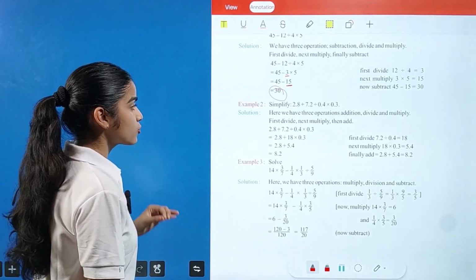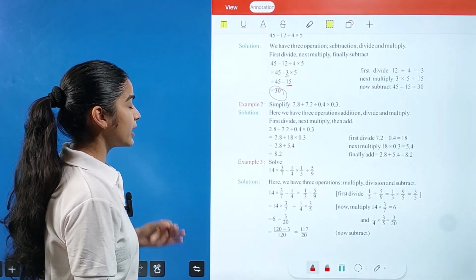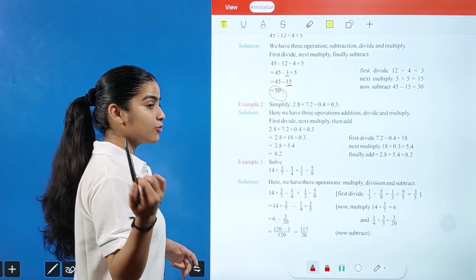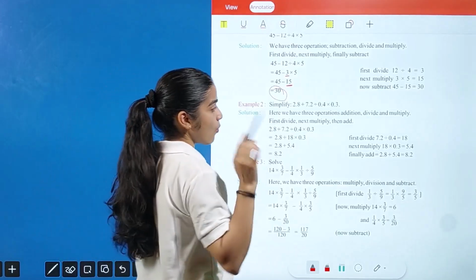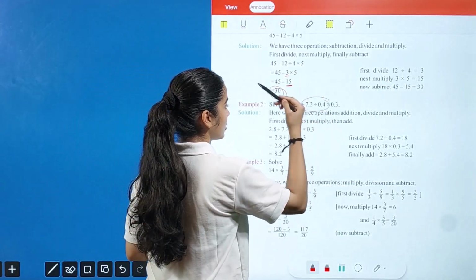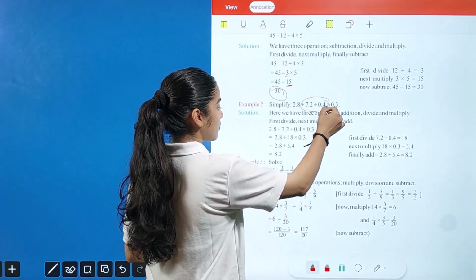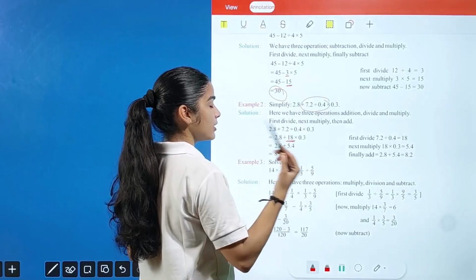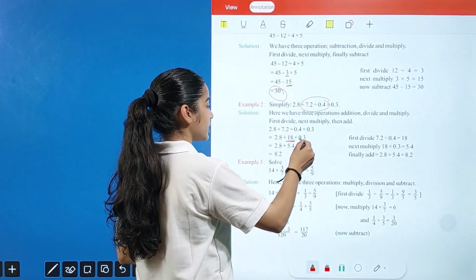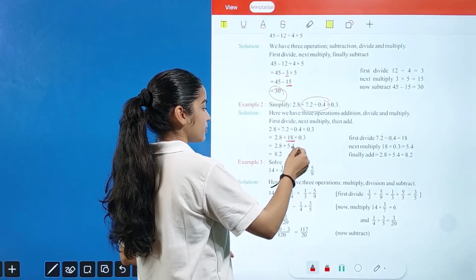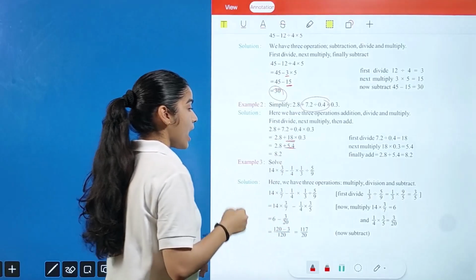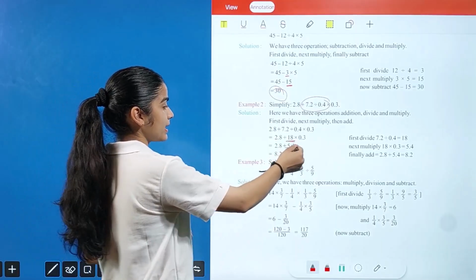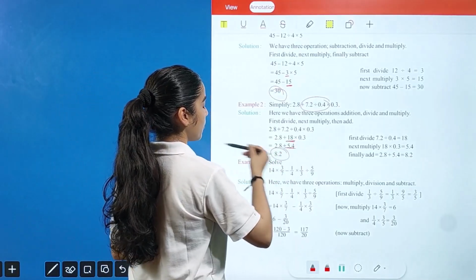Now simplify 2.8 plus 7.2 divided by 0.4 multiplied by 0.3. Now students, you have to tell me the order. The first thing we have to do, well done, is division. 7.2 divided by 0.4 is 18. After this, we have to do multiplication. Well done. 18 multiplied by 0.3 is 5.4. After multiplication, we have to add. 2.8 plus 5.4 is 8.2.